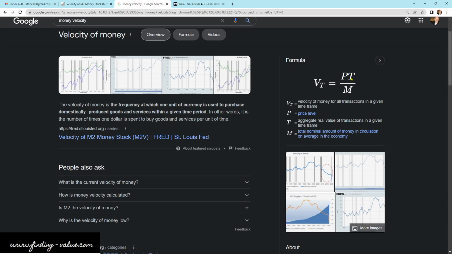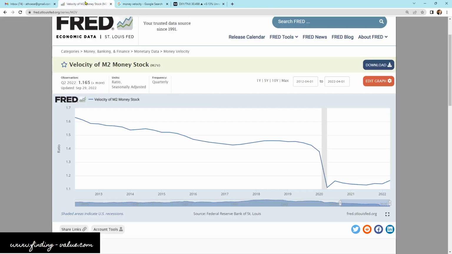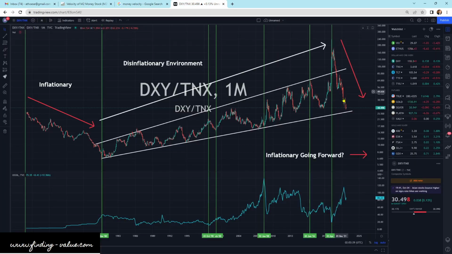So inflation also has this velocity of money component in it, and we're seeing that velocity start to kick up. We're also seeing that same type of movement in the DXY and TNX type environment as well, which is aligning with everything. We're getting this nice alignment.